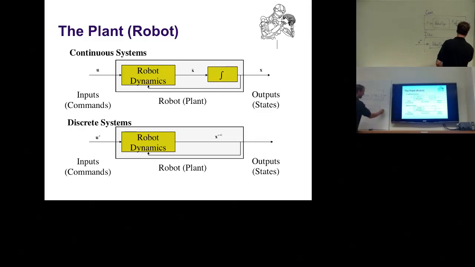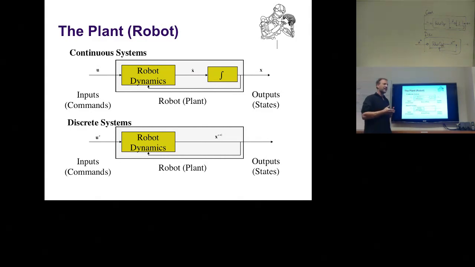And out comes directly a state at the next time step, x n plus 1. Okay, and importantly, I should mention, I forgot this before, we always have feedback of the state back to the robot box, since the robot dynamics obviously has inherent knowledge of where it is as a physical system, so the state is just inherent in the system.